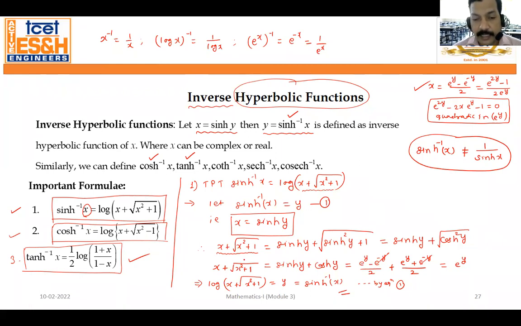That means what is log of x plus root of x square plus 1? That is y. But by equation 1, what was the assumption for y? Sin hyperbolic inverse of x.